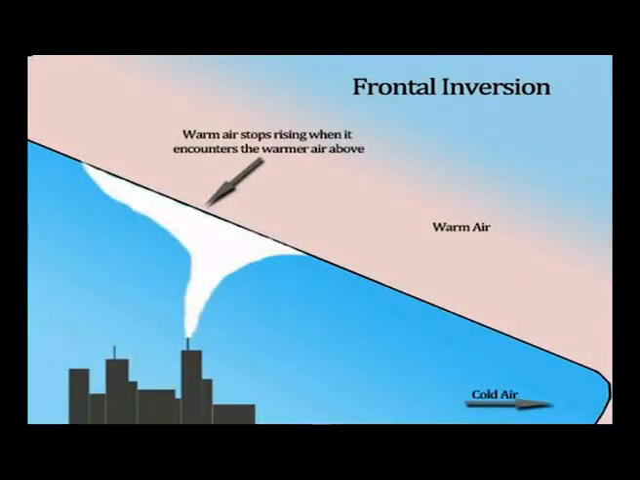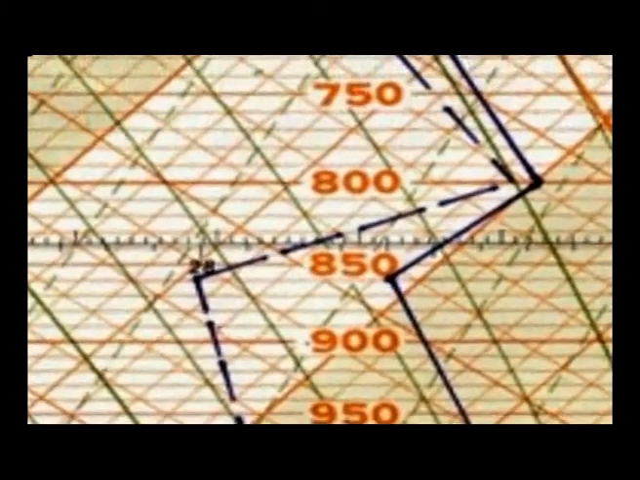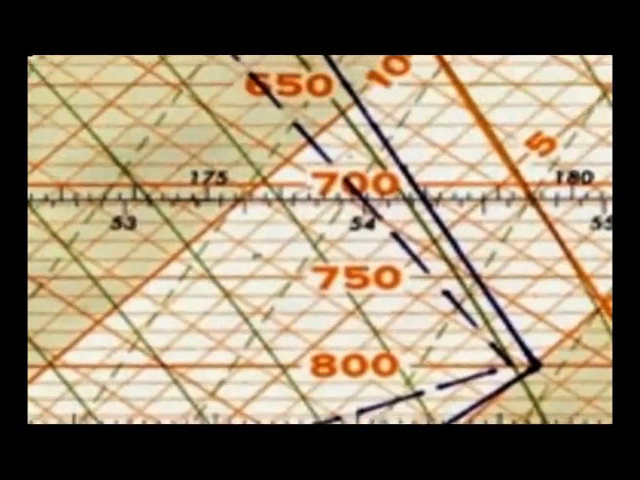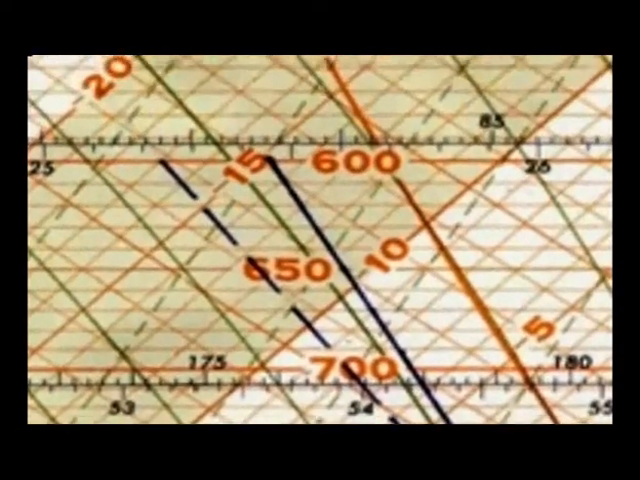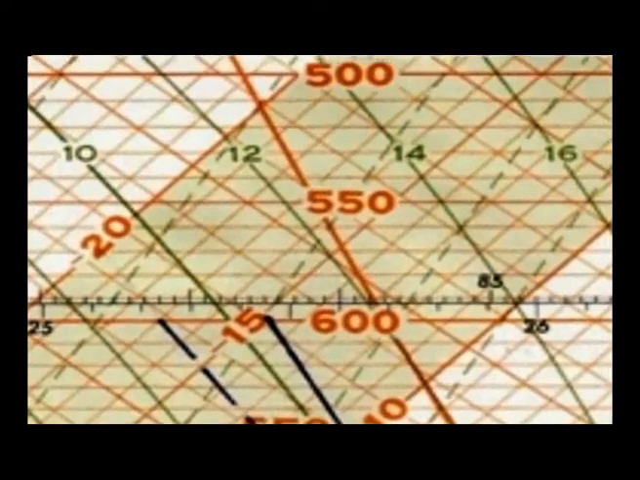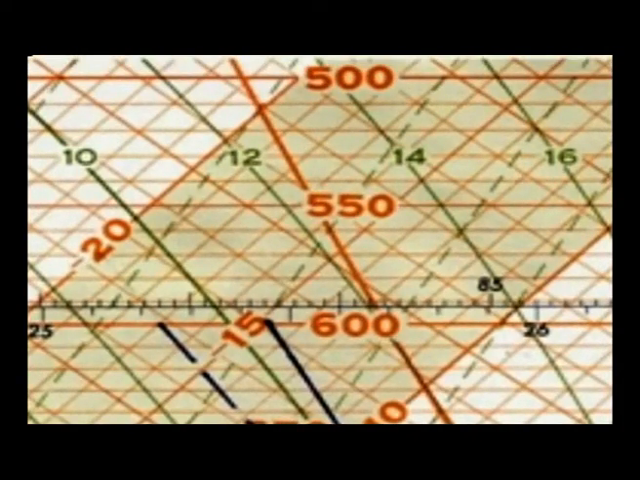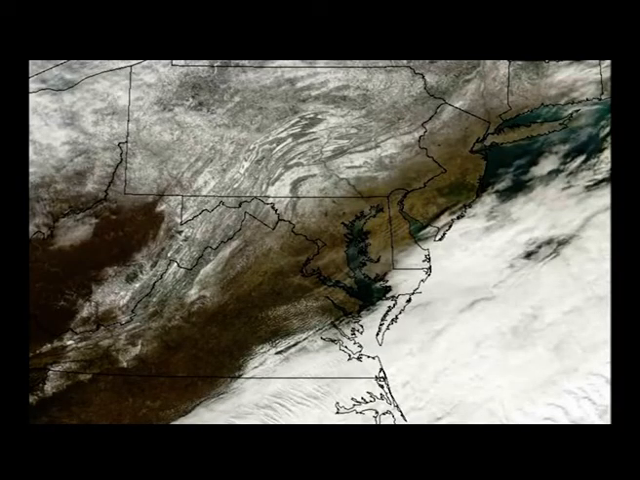Frontal inversions. Frontal inversions are inversions caused by a shallow cold front blowing in under warmer air. In other words, sometimes a bunch of cold air called an air mass will get blown by the wind from one place to a warmer place and will get blown underneath the warmer air, causing an inversion. This is known as frontal inversion.